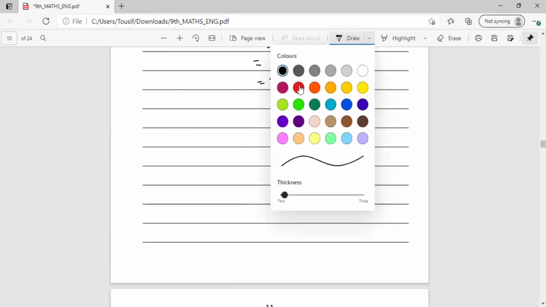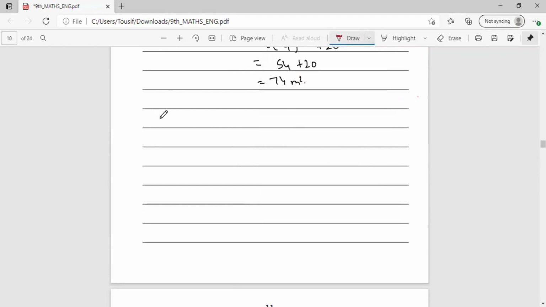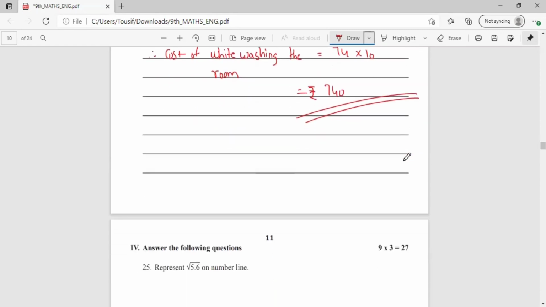So final step, we are finding the cost now. Therefore, cost of whitewashing the room. The total area is 74. With that, we are going to multiply the cost per meter, so it's how much? 10. So we multiply and get the value of 740. The unit is going to be rupees. And that is the cost of whitewashing the room. So that's it. Let us move on to the next one.